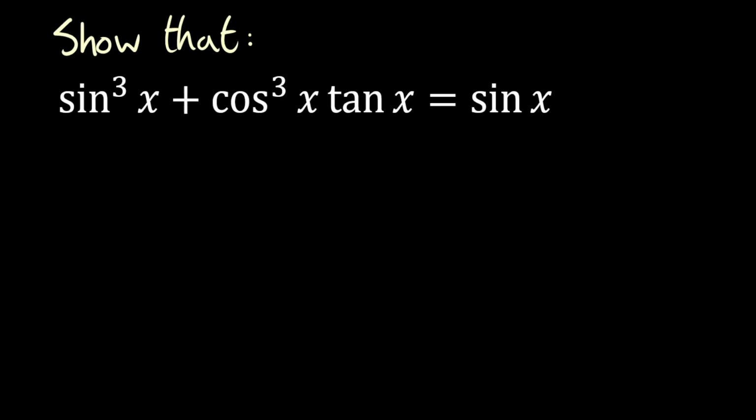Hey, so here we have a complex looking identity, and the question is asking us to show that sine cubed x plus cosine cubed x times tangent x is equivalent to sine x. So an important thing to remember is that when the IB asks you to show or prove, what they mean is that you only work on one side until you reach the desired result.